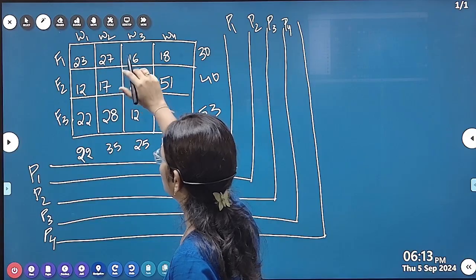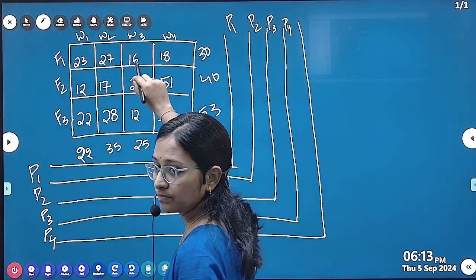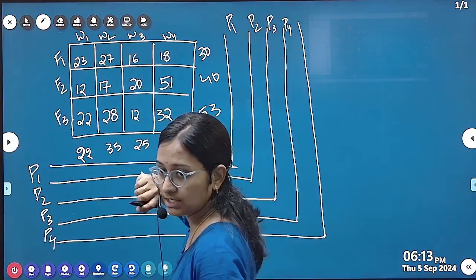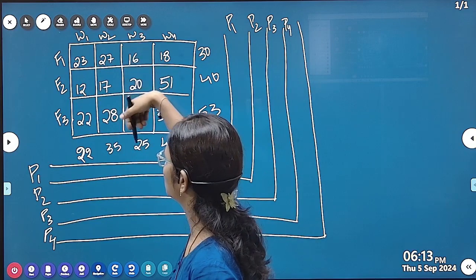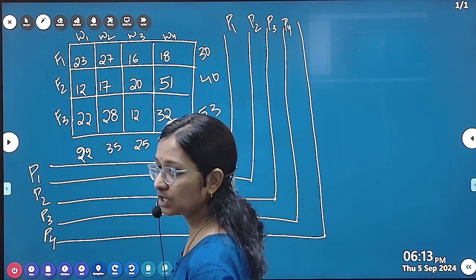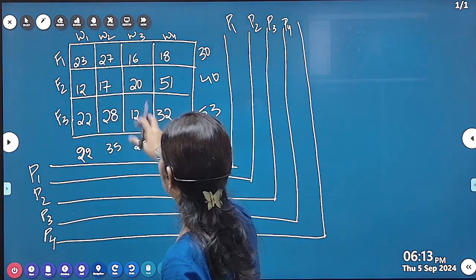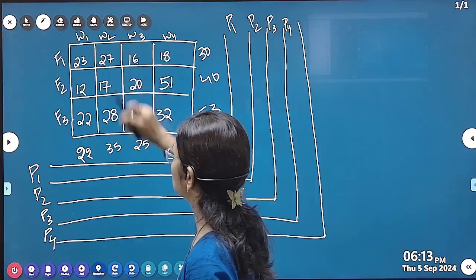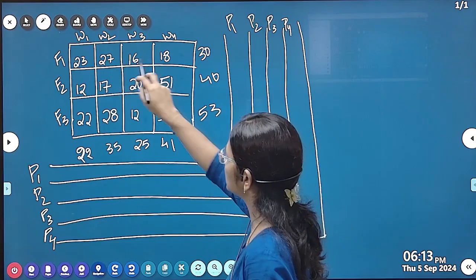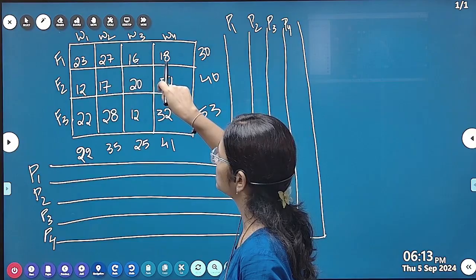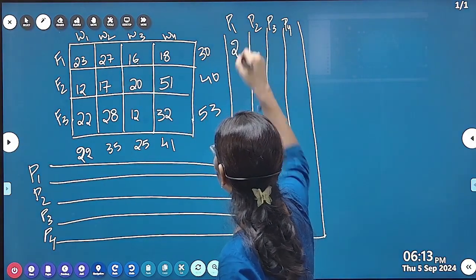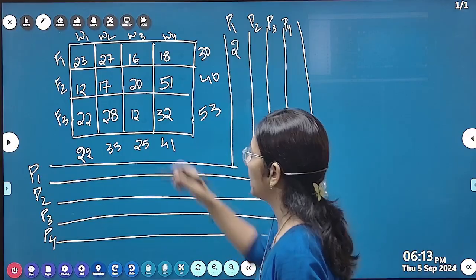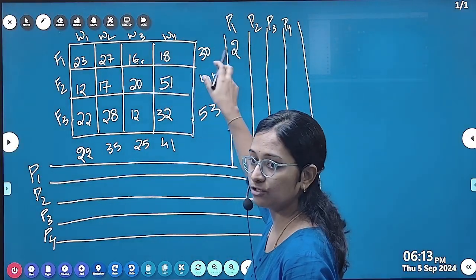So we need to choose the first least cost here. So the first least cost is here 16 in the first. This is row and this is column, these are columns and these are rows. So we need to choose the first least cost in the first row. So it is 16. So the next least cost is 18. So the difference between the two least cost is 2. Okay, 18 minus 16, it's 2.